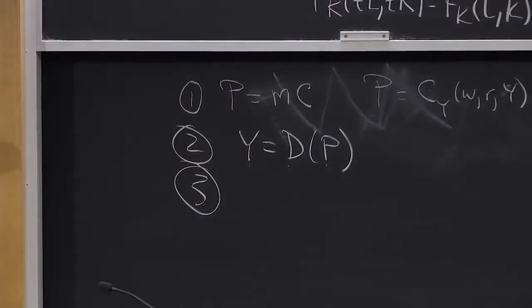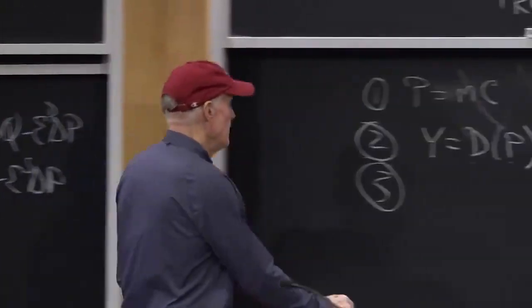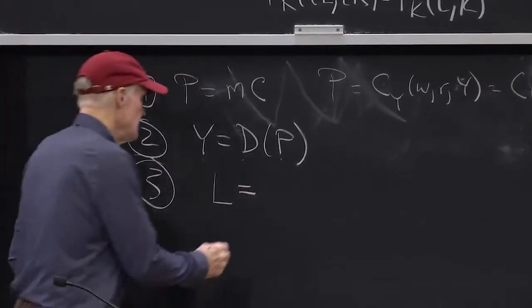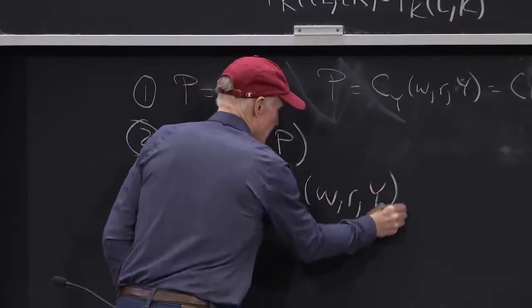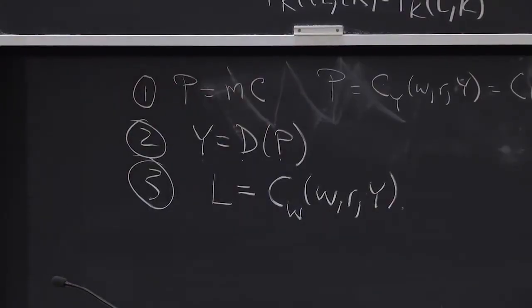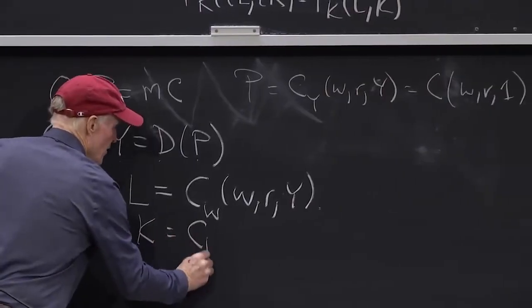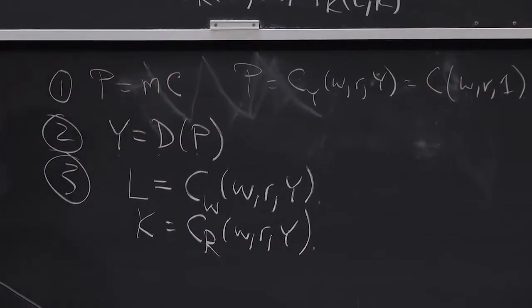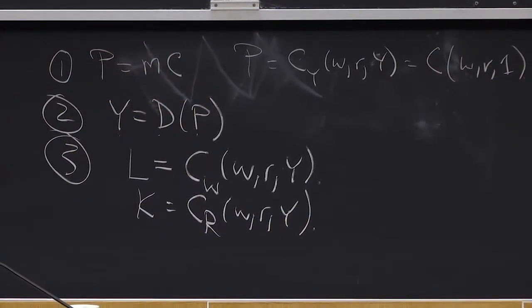What else do I need? Well, I need L. L equals C_W of W, R, and Y. Everybody agrees with that? And I need K equals C_R of W, R, and Y. Okay? All right. And I think that's it. Okay, that's all I need.